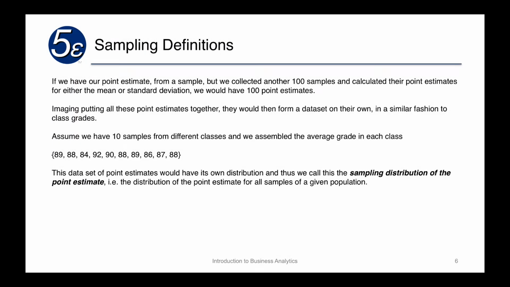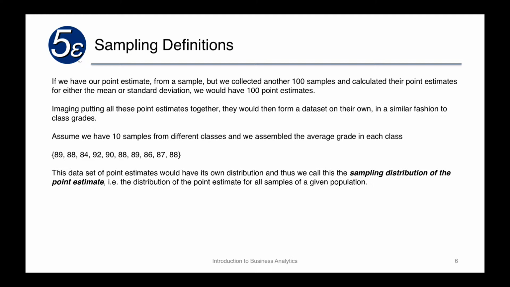Now, let's take an example. Let's assume we have our point estimate from a sample, but we collected another 100 samples and we calculated their point estimates. So let's assume the data set is a lot larger than 100 observations. Let's say it's 100,000 observations, and we collected 100 samples. We would then have 100 point estimates for the mean. Now, if we think about it, the more estimates we have, if we average those, it should be closer to the population mean because we're adding more and more samples and sample data together.